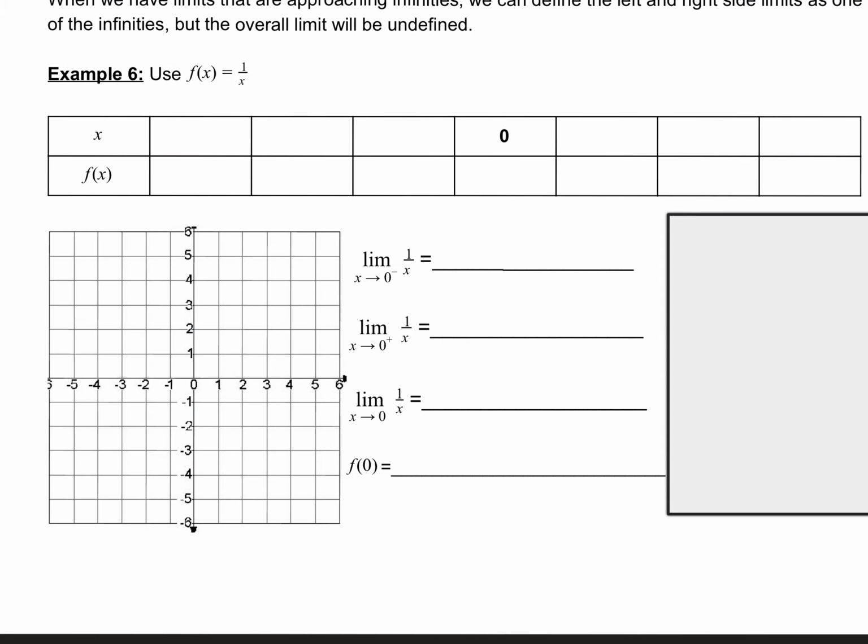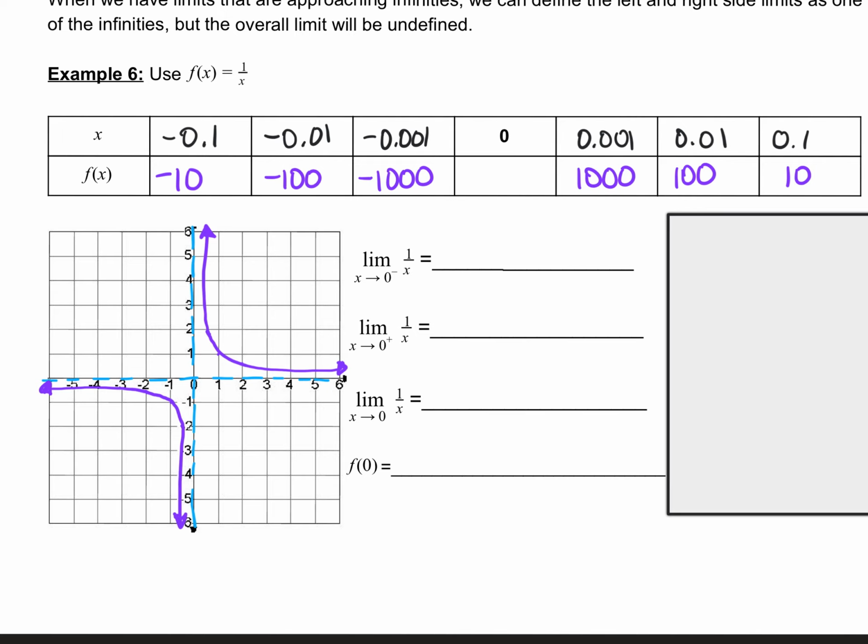Okay, last one. Once again, I'm going to pause the video, fill in the graph, fill in the table, come back, and we'll talk about the limit. All right, so last one. So when we look at this, again, we're going to look at the left side limit and the right side limit, and then determine from there what we'll say about the overall limit. So let's use the graph for the left side limit this time.